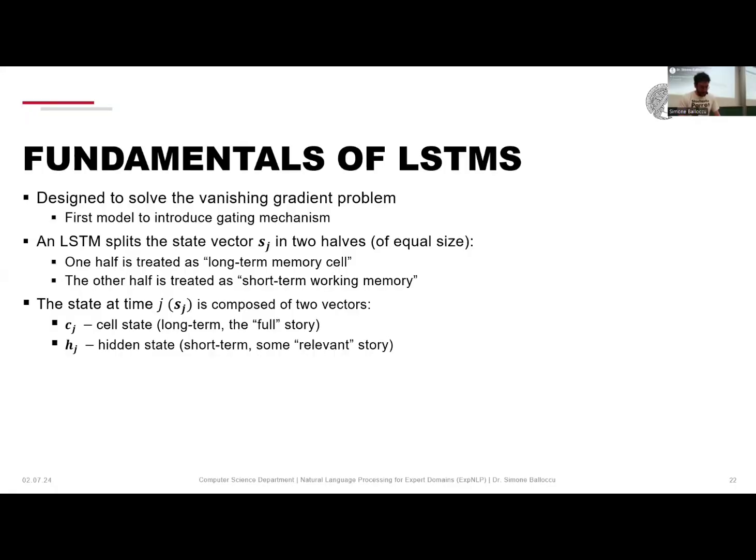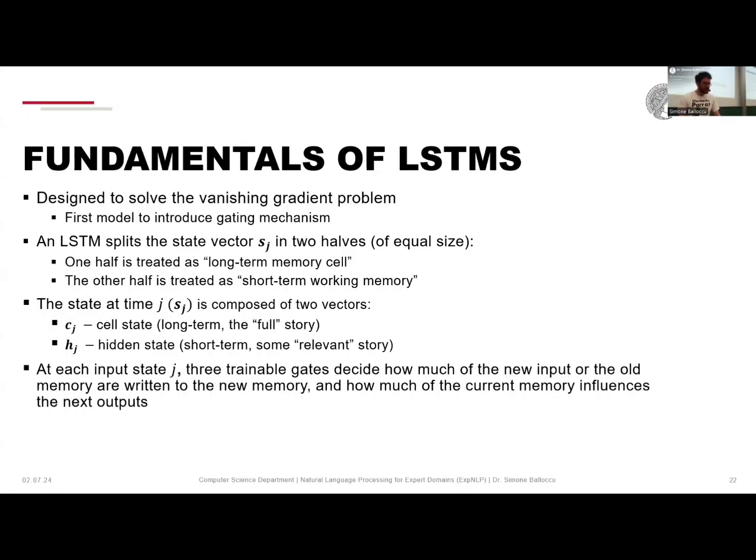Now, at each computing stage, step J, we have three trainable gates, which decide how much of the new input and the old memory you write to the new memory, and how much of the current memory should influence the next output. These are called the input gate, the forget gate, and the output gate. And you don't need to know anything else besides this, but since I am stubborn, I'm still going to show you how it works.